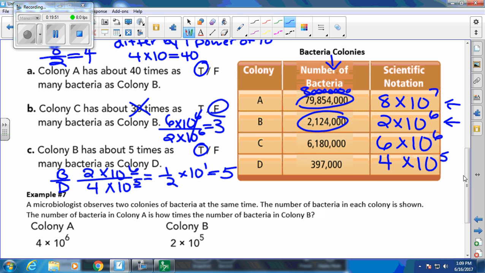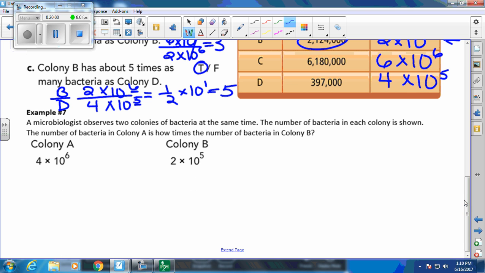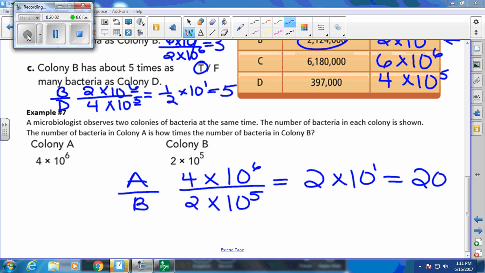So we can apply our laws of exponents here to help us solve these. If you could go on and try number 7. Okay, so again, I'm comparing colony A to B. I fill in what they are in scientific notation. I then simplify and multiply to get that it is 20 times.